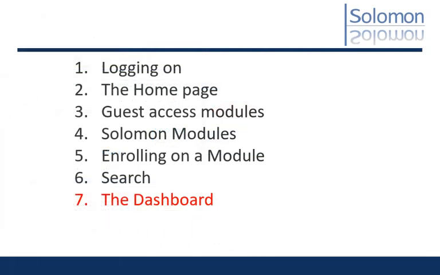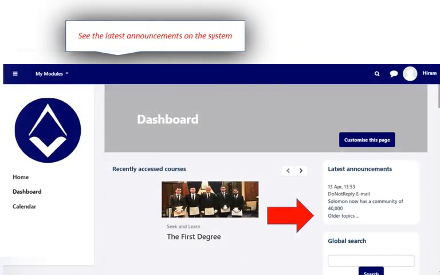Finally, we are going to cover the dashboard. Latest announcements are used for system-wide messaging. This is an email forum you can subscribe to, and will enable you to keep up to date with developments on the system. However, whether you subscribe to this forum or not, you can still look through previous announcements by selecting the Older Topics link.